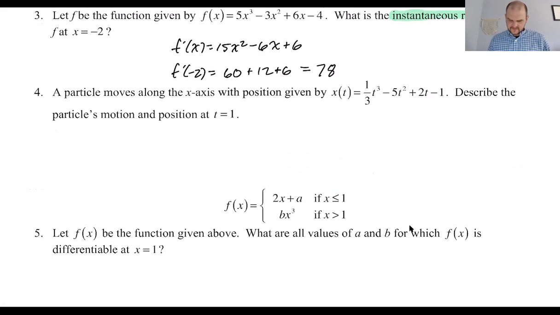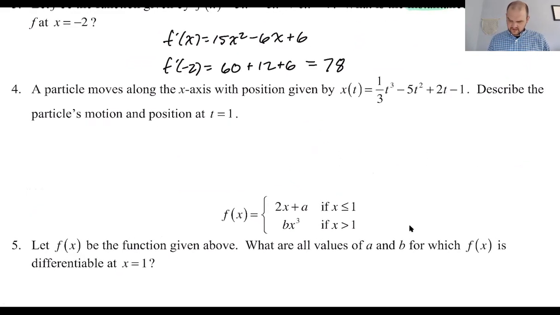A particle moves along the x-axis with position given by blah. Describe the particle's motion and position at t equals 1. So we want to say, where is it? Is it moving to the left or the right? Is the speed increasing or decreasing? So that's a bunch of things.